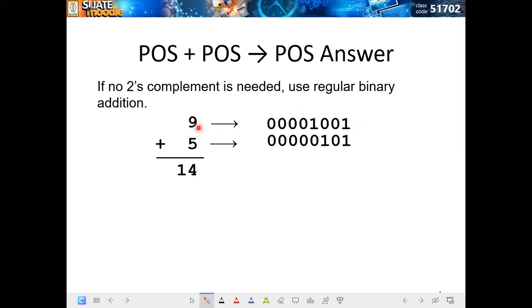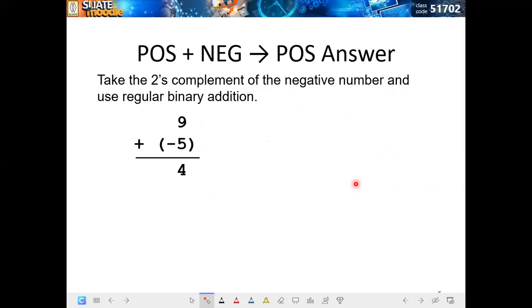But in this case both numbers are positive, so we don't need to go for 2's complement, right? So you can straight away add these 2 together. Then you will get this result. Then we move to this one.